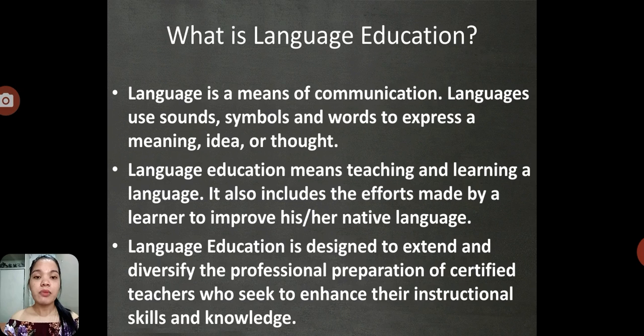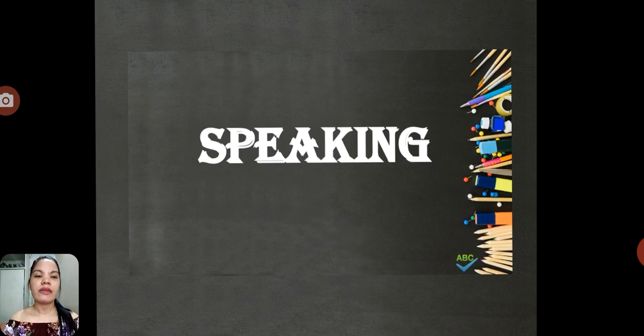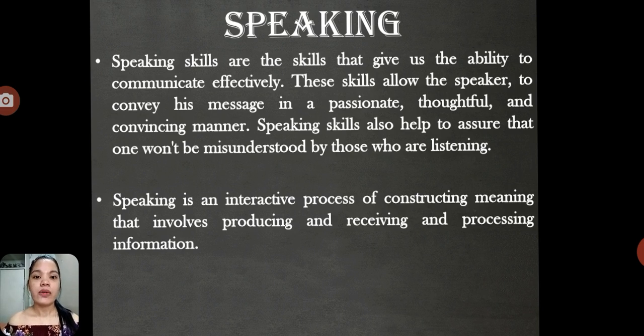Let us proceed to the first aspect of language education, which is speaking. What is speaking? Speaking skills are the skills that give us the ability to communicate effectively. These skills allow the speaker to convey his message in a passionate, thoughtful, and convincing manner. Speaking skills also help to assure that one won't be misunderstood by those who are listening.